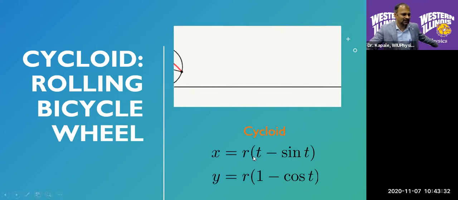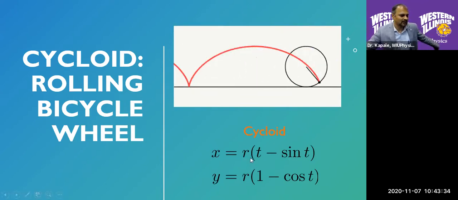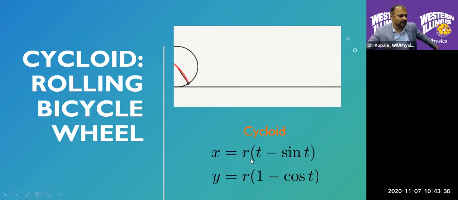And here's a little expression for this. So X is the east to west motion, Y is the up down motion, the north south, if you will.